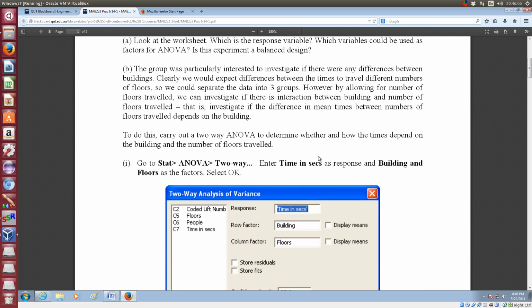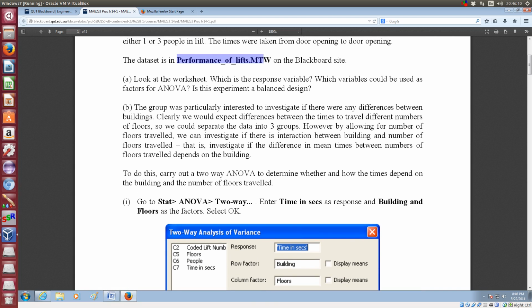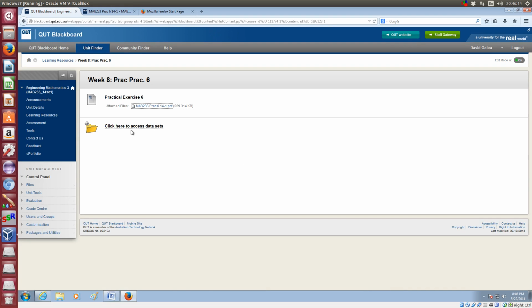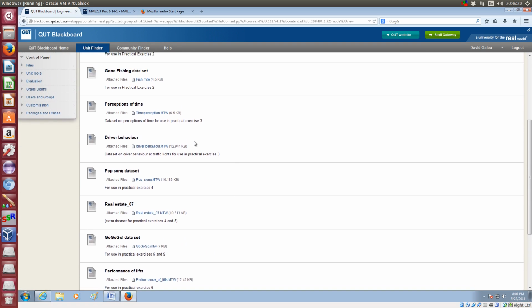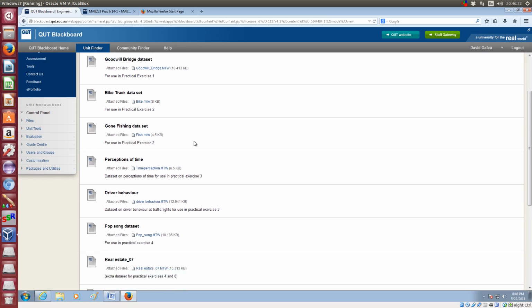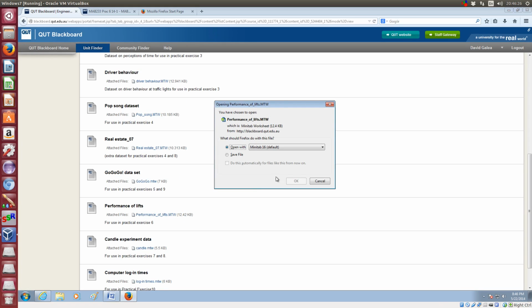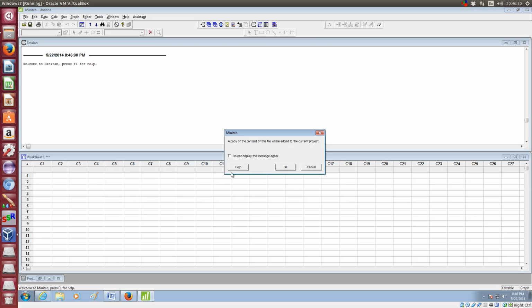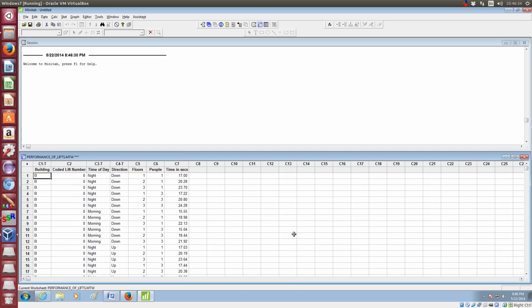But anyway, we might have a look at actual two-way ANOVAs here. I just want to jump and grab the data. They're working with the performance of lifts. Okay, so let's grab a copy of that data. Let's say performance of lifts, here we are. Obviously, I'm going to open this with Minitab. Right, okay, and so it's got a copy of all of the data.